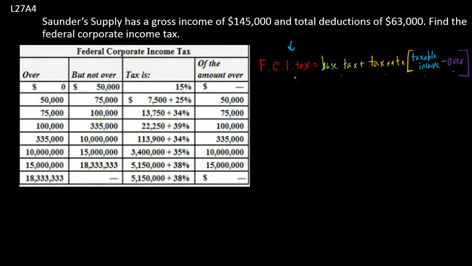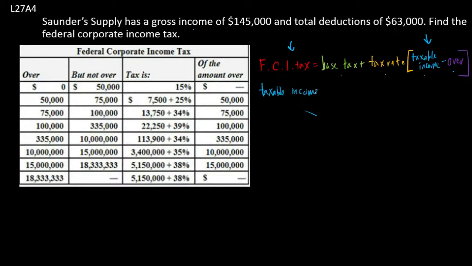So let's investigate this equation. We ask ourselves, what can we fill in and what do we still need to find? Do I know the base tax? Do I know the tax rate? Do I know the taxable income? Do I know the amount over? So right away, it jumps out to me that I don't know the taxable income. I do know the gross income and I know the deductions, but I'm going to have to calculate taxable income.